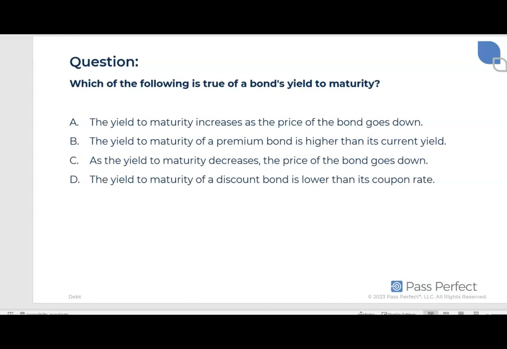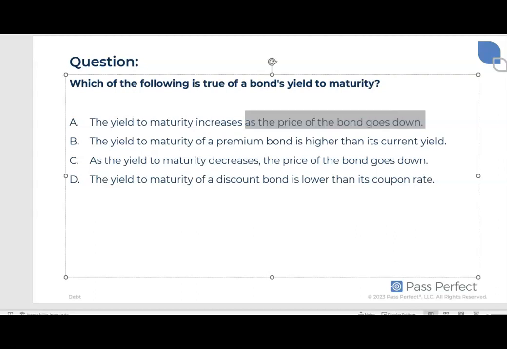Now this is basically asking about the relationship between the price and the yield to maturity. So what happens to the price or the yield, or vice versa? As we know, it's an inverse relationship. When one goes up, the other goes down. The only one that shows an inverse relationship is choice A. The YTM increases if the price of the bond goes down. Yes, yield goes up, price goes down.